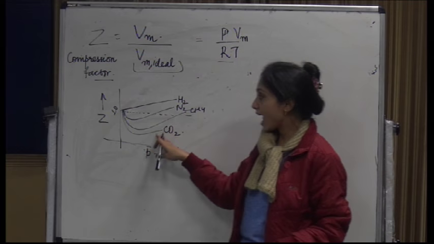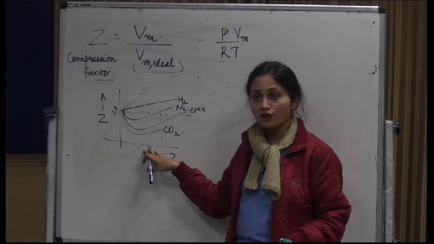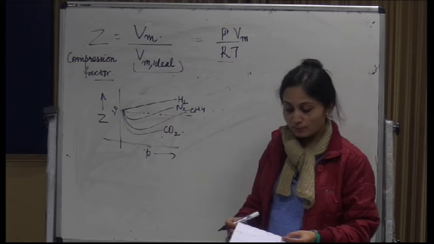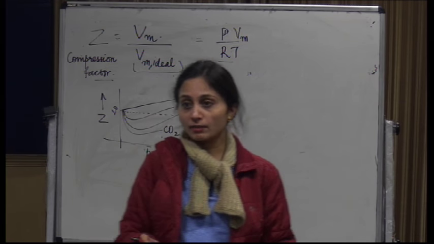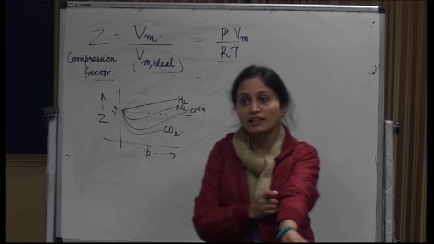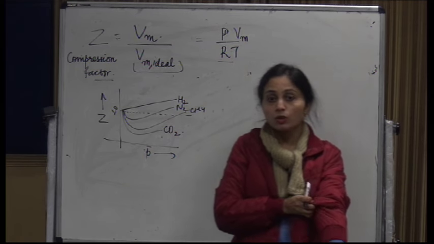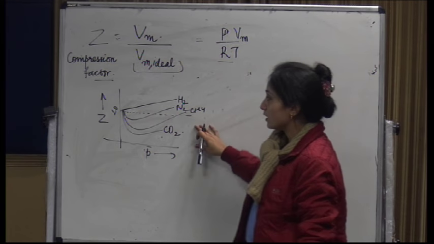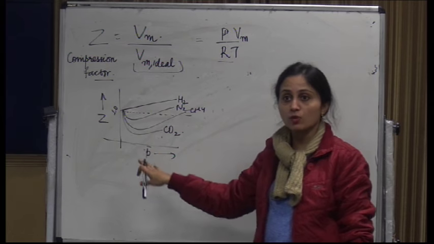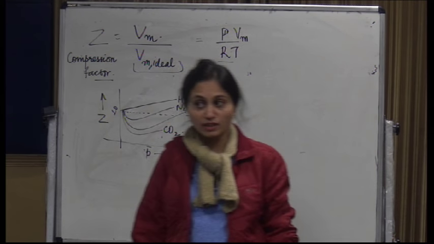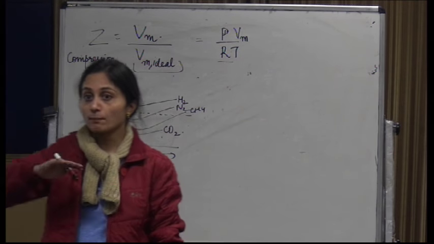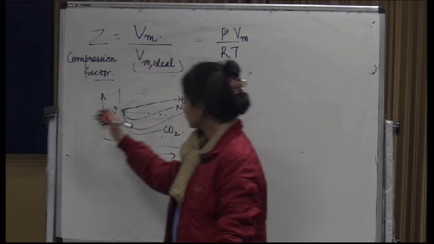And it will be less than 1 for the gases which can be easily liquefied. Like your carbon dioxide can be easily liquefied, in fact you have carbon dioxide even in the solid form. So for gases which can be easily liquefied, remember that your Z value will always be less than 1. No, less than 1 doesn't mean negative. We are now comparing it with the ideal behavior.